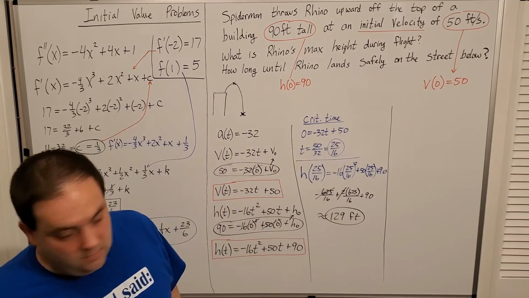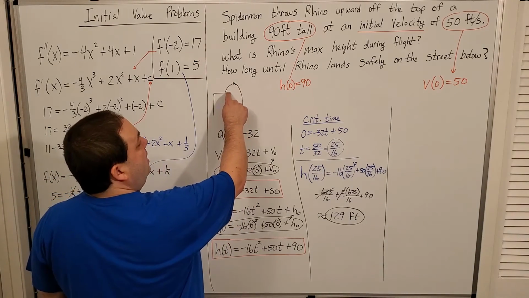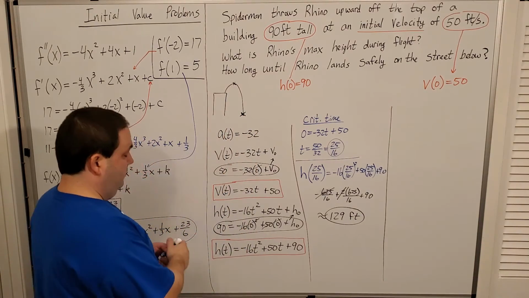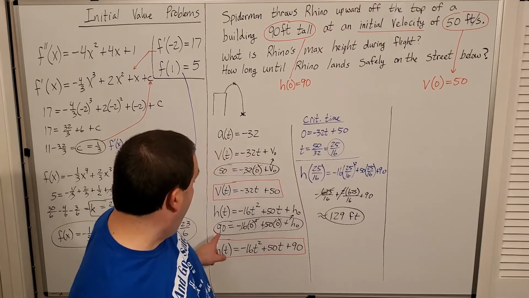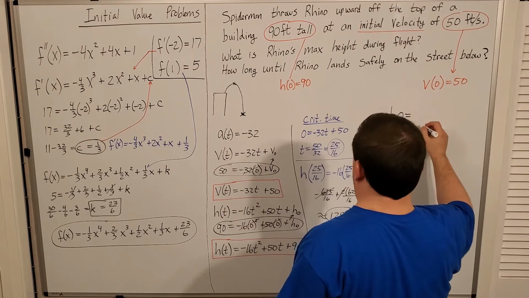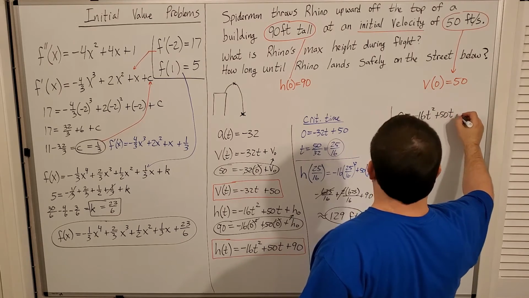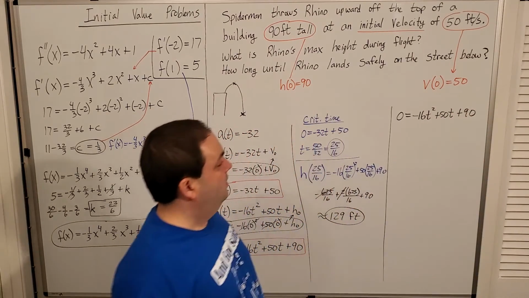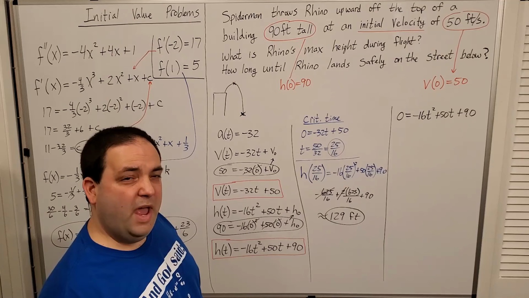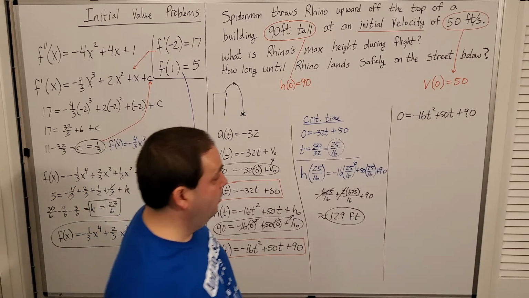Okay, next. How long until Rhino lands safely on the street below? Well, he starts out at 90 feet up here, right? The street below, we're assuming, would be 0 feet. That just means that I'm going to take my height function and set it equal to 0. Right? So 0 equals negative 16t squared plus 50t plus 90. I don't know, and it doesn't matter how much you like quadratics, that one is not going to be fun to factor. It may not even be factorable, probably isn't factorable. You really need the quadratic formula on that one.